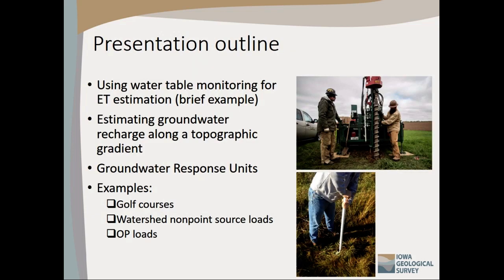So what am I going to talk about today? I want to focus on a couple of processes that water table monitoring does integrate. First off, I'm going to talk a little bit about how to use water table monitoring to say something about crop evapotranspiration. Then I'm going to move to how groundwater behaves along a hillside transect, and then develop this concept of groundwater response units that I've been exploring lately and provide some examples from different projects I've been working on the last couple of years.